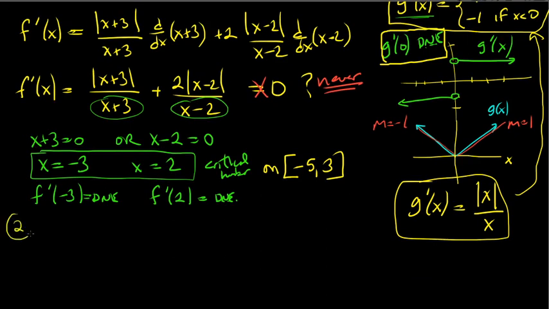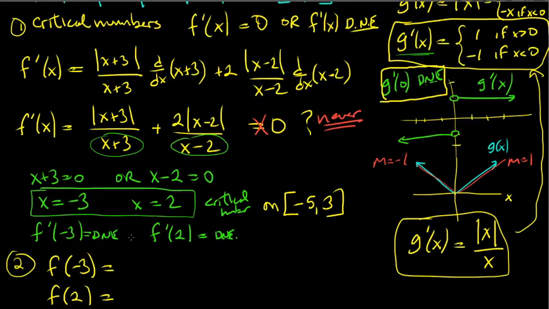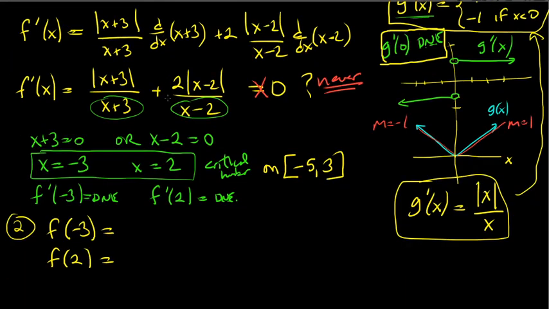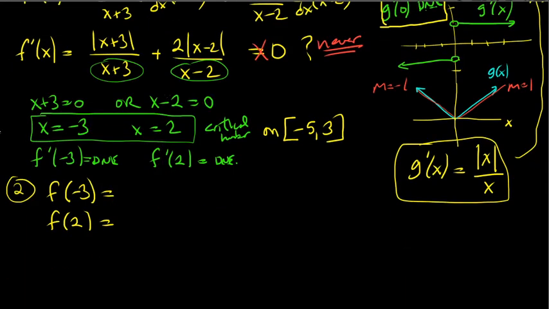Okay, so step 2 says what? Step 2 says evaluate the original function at negative 3 and at 2, at the critical numbers. So here's the original function. I guess I better write it down again because I can't see it here. So here's the original f, before we took the derivative. It was just this. Okay.